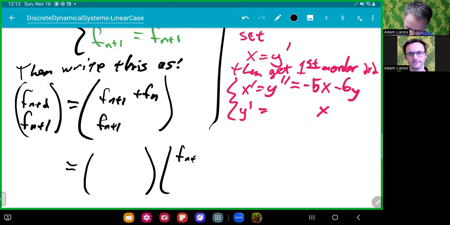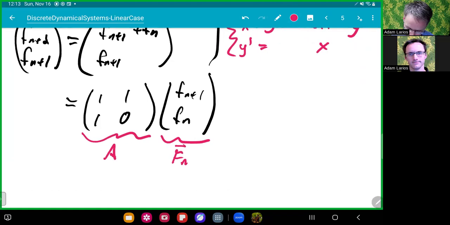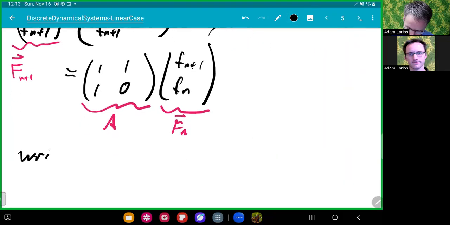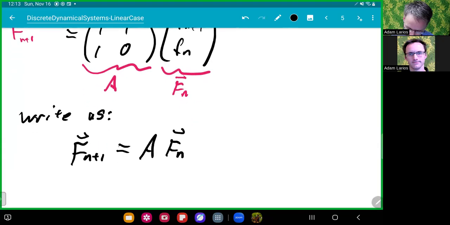So here we have f_{n+1} and f_n for a vector. Notice that's one step lower than this. And here the matrix will be 1, 1, 1, and then 0. All right, so let's call this one A. Call this guy big F vector at the nth position, and this guy will be big F at the n plus first position. So we write this as big F_{n+1} is equal to A times big F_n.